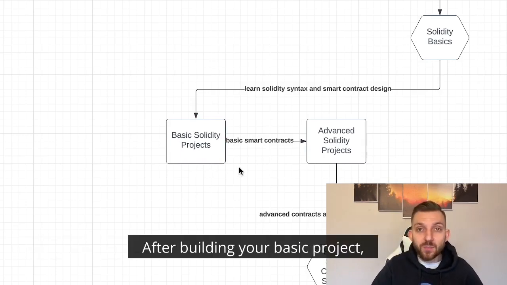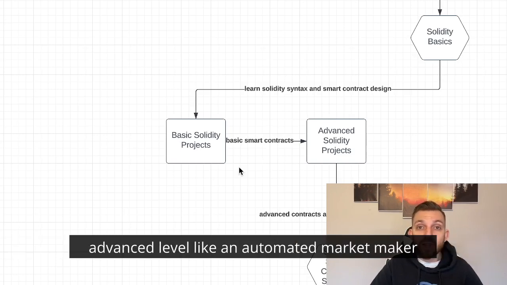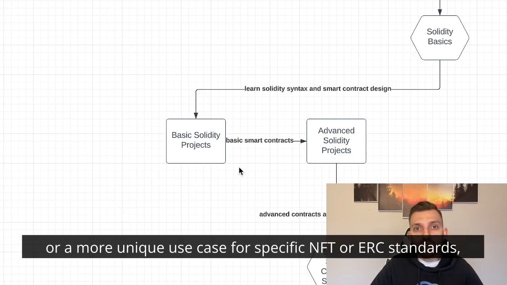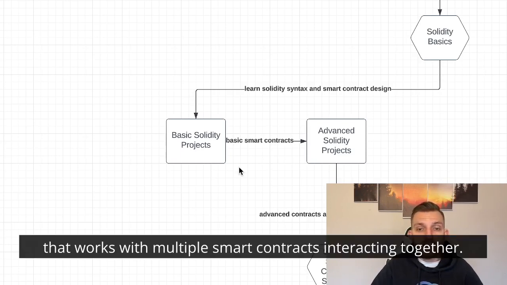After building your basic project, you want to continue building projects until you get to a more advanced level, like an automated market maker, or a more unique use case for specific NFT or ERC standards, as well as even just working on building a full application that works with multiple smart contracts interacting together.